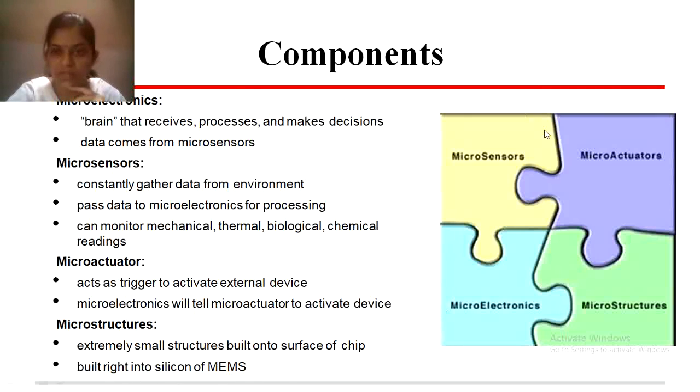So these are the main components of the MEMS: microelectronics, microactuators, microsensors, and microstructures. Microelectronics takes the decision on whatever data is received from the microsensor and processed here, and the output of that process is given to the microactuators. According to that, the microactuator is activated, meaning whichever device we want to activate. And all these things are built on the microstructure.